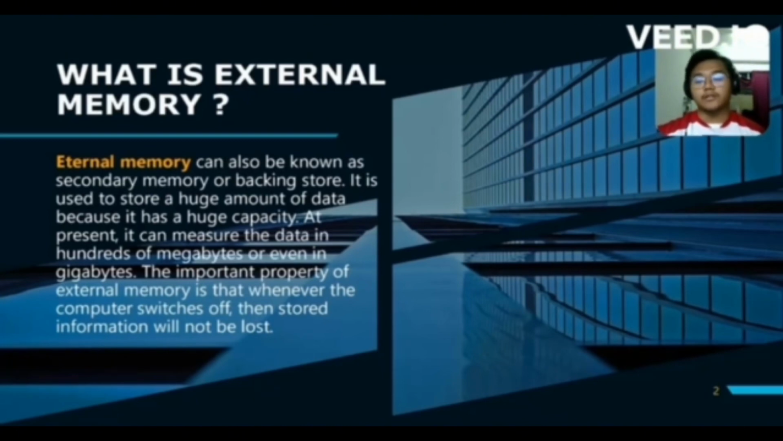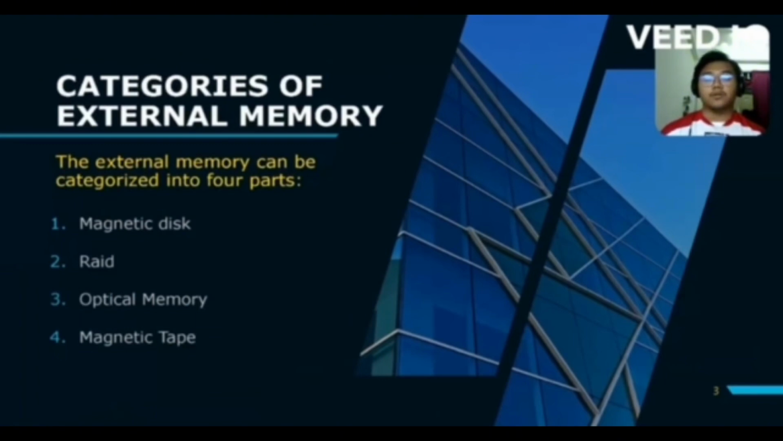For example, external memory is just like extra storage space for your device. It is like plugging in a USB drive or using a memory card to save your photos, memories, or any files when your device's built-in storage is not enough. For categories of external memory, we have four parts: magnetic disk, RAID, optical memory, and magnetic tape.